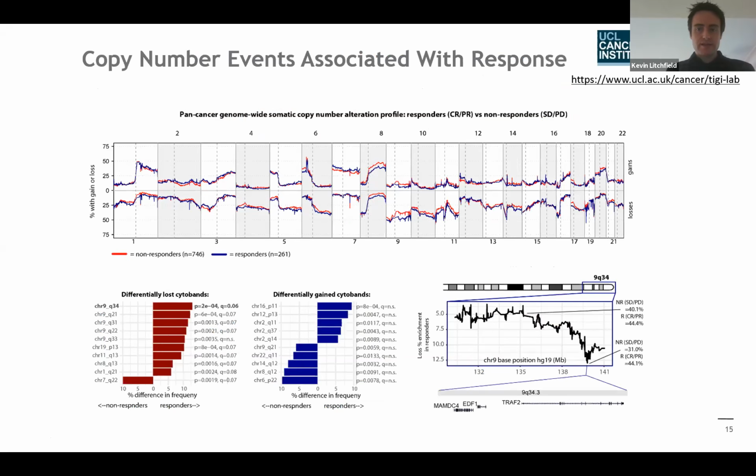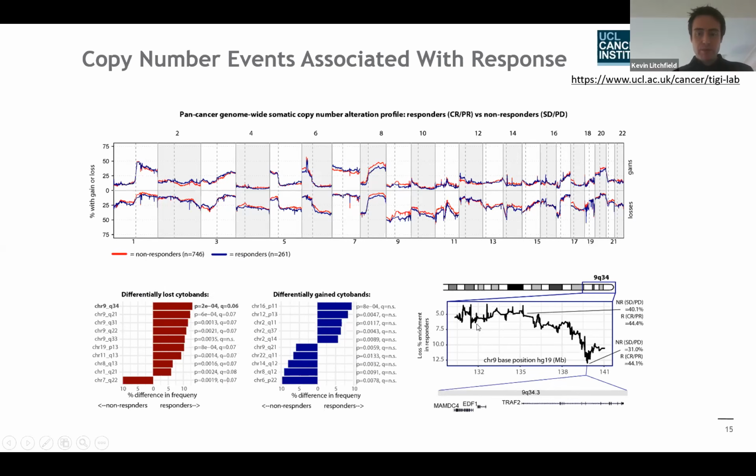We moved next in the analysis to look at copy number changes. So we did an unbiased analysis across the genome, looking at the frequency of gains and losses for responders in blue and non-responders in red, and looking where these curves separate as a potential predictor of checkpoint inhibitor response. We saw the strongest separation on chromosome 9, particularly on chromosome 9q. Here we look by cytoband. This was significantly more frequently lost in responders than non-responders.